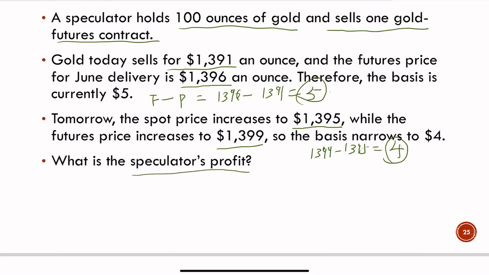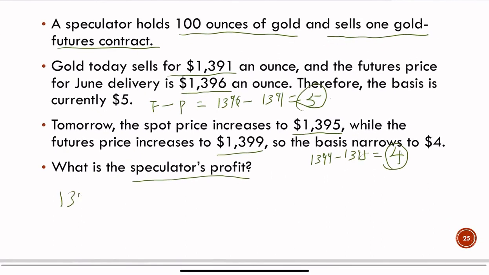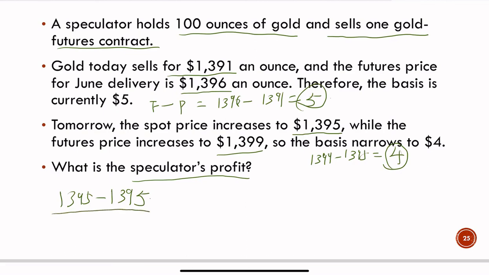Well, it's actually very easy to see what is his profit, right? So this speculator basically has two positions. The first one is the commodity position. The second one is the futures position, right? So the profit from his commodity position is 1395 minus 1391, right? So this is the profit from the commodity position.